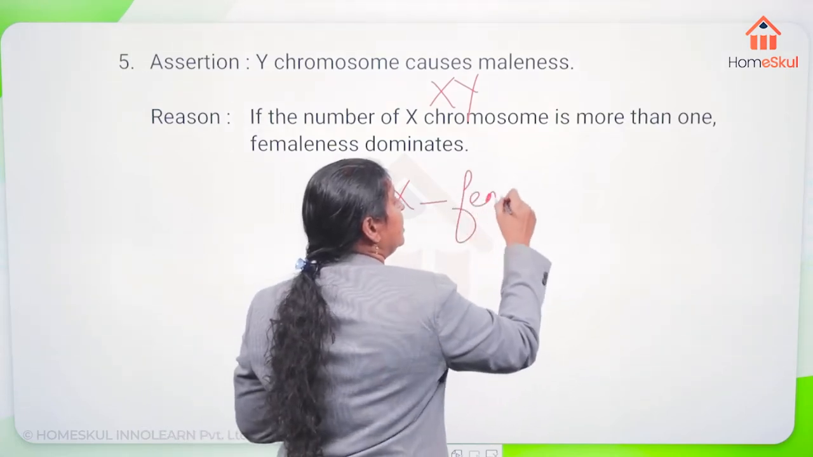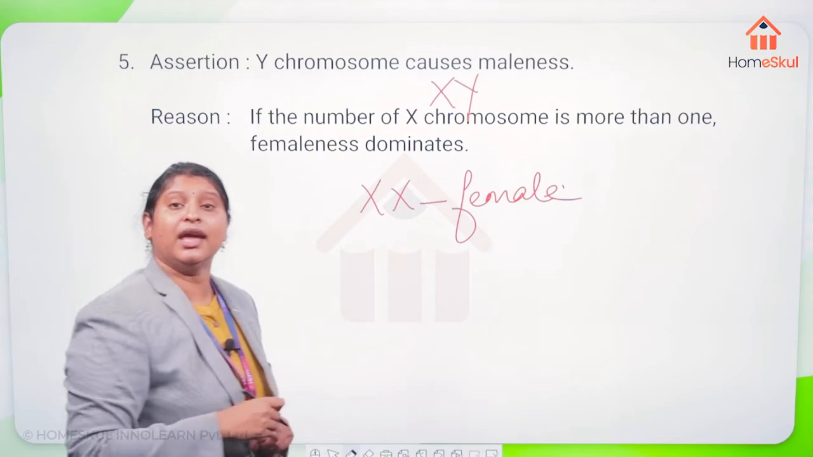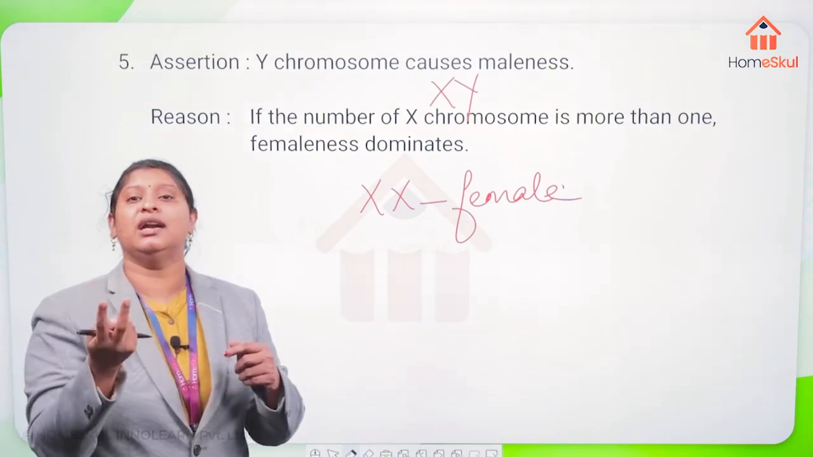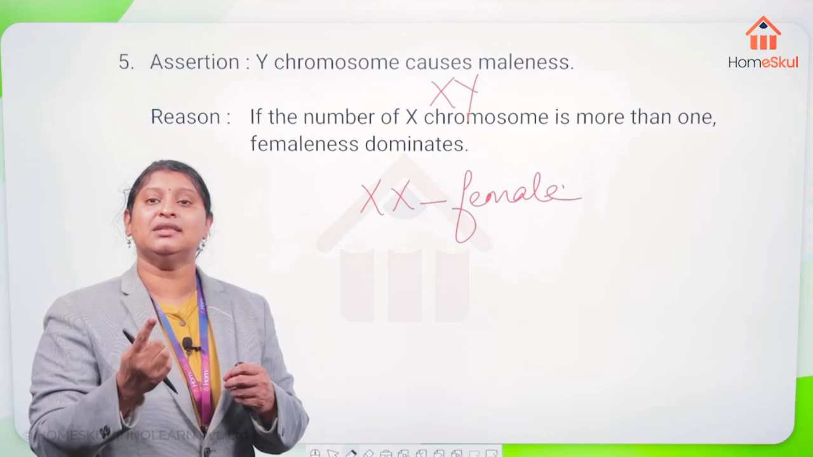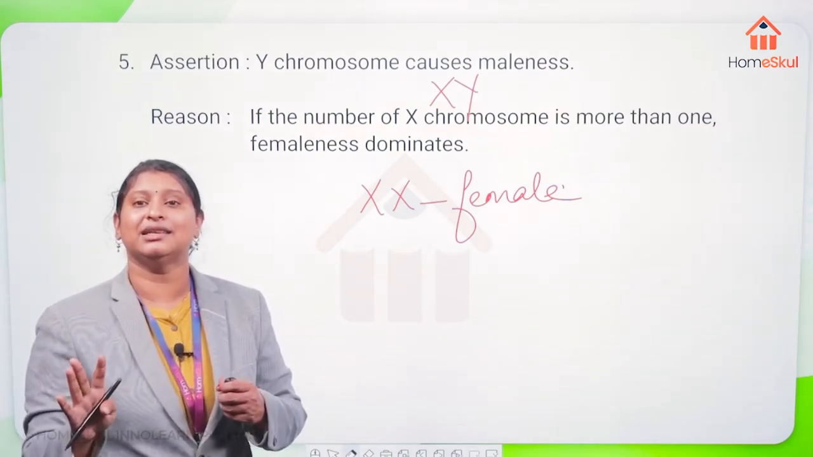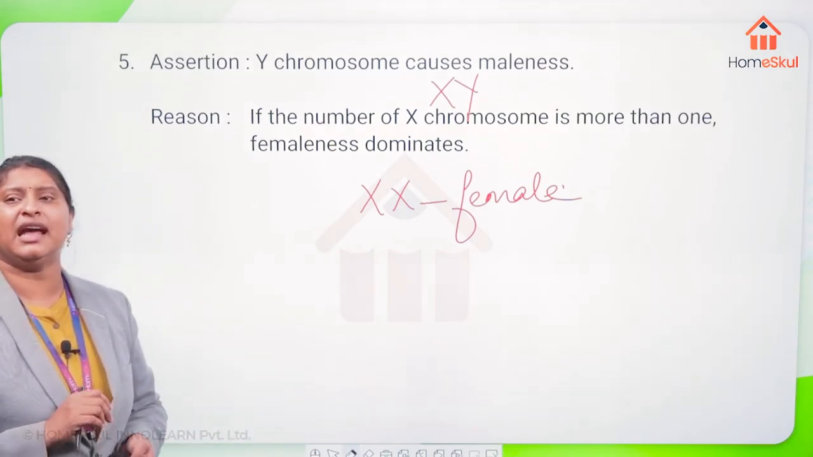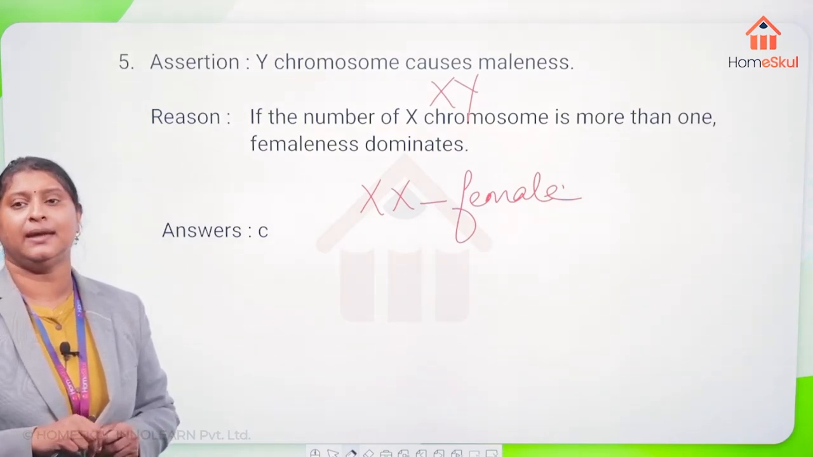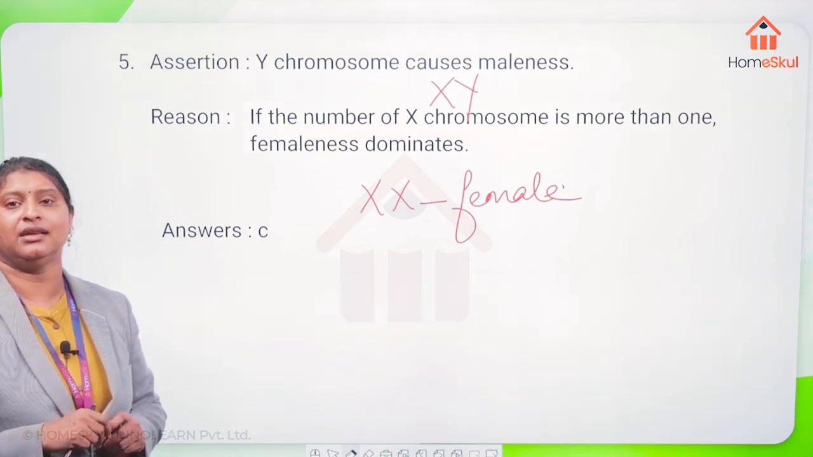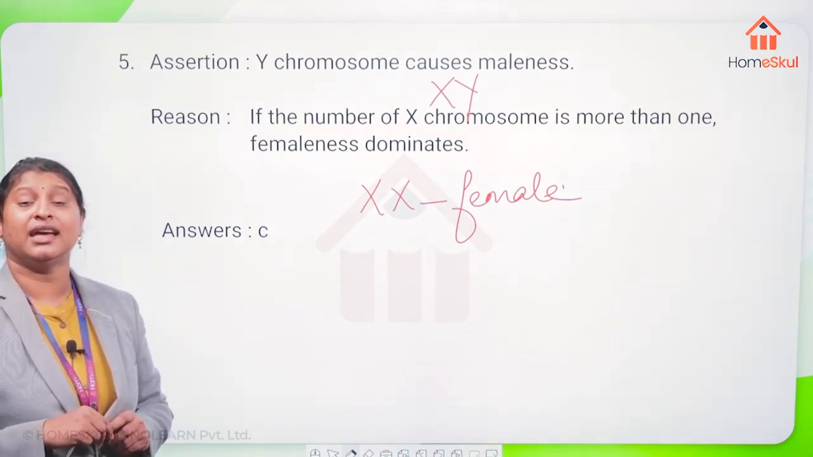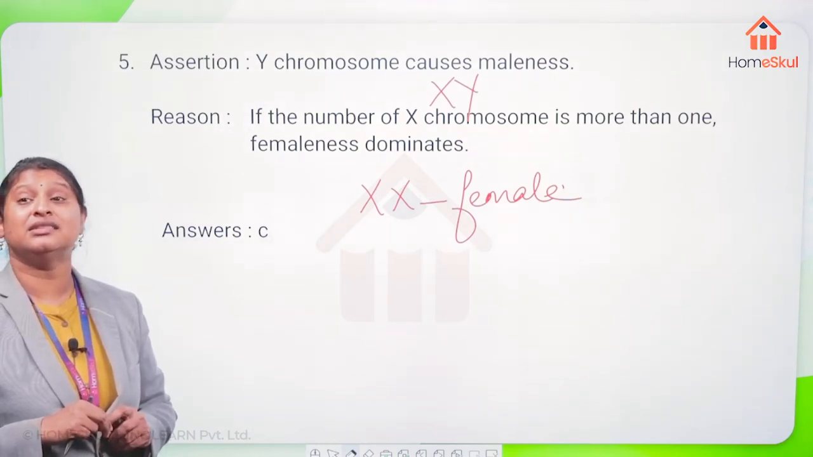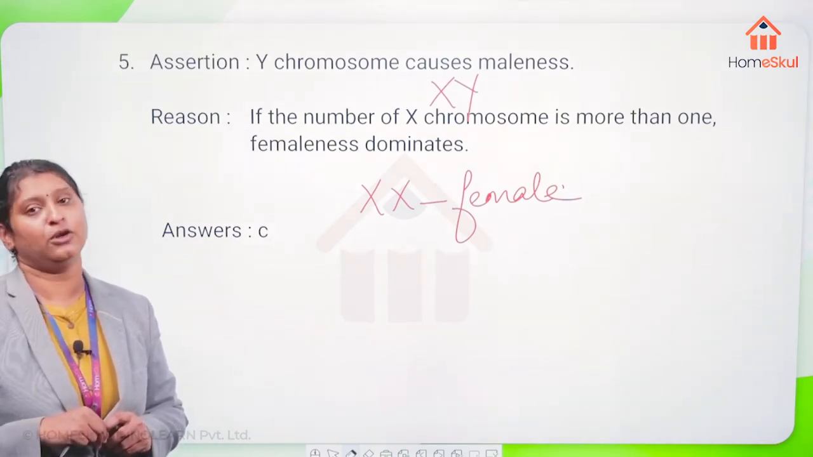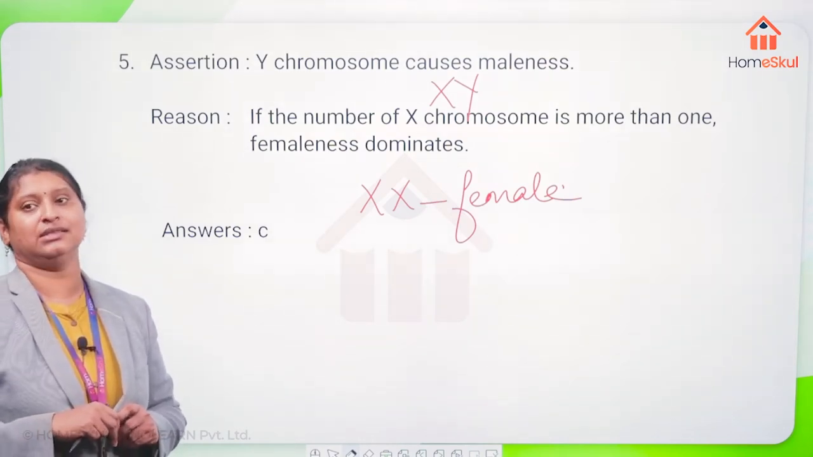If one more means, what is it? This is a normal female, right? They are telling if the number of X chromosomes is more than one, then femaleness dominates. If one more means two X chromosomes, that is the actual female, right? So what will be the answer? Option C. What is option C? Assertion is correct and the reason is wrong. Assertion is true and the reason is false. So, we selected option C as the answer.